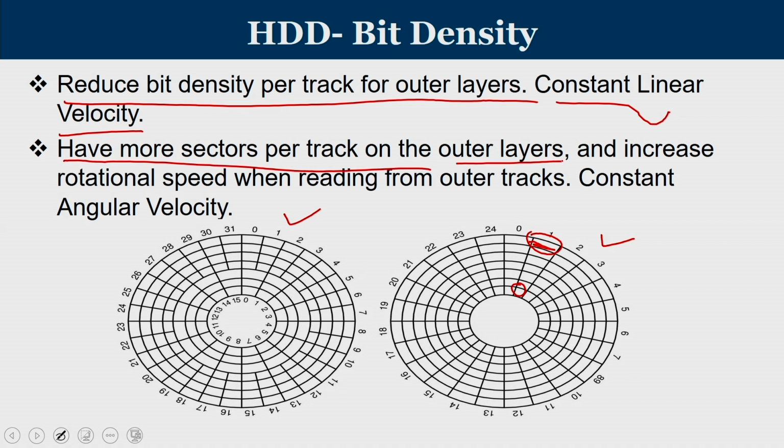That is what you see in the left hand side diagram, and because of that we have to increase rotational speeds when reading from the outer track. That is basically constant angular velocity. So, we can go for both approaches. In the first approach, shown on the left hand side, because there is a lot of area available in the outer tracks as far as one sector is concerned, I could further divide a sector into two equal subsectors. So, when you read from the outer tracks, you need to make the rotation faster.